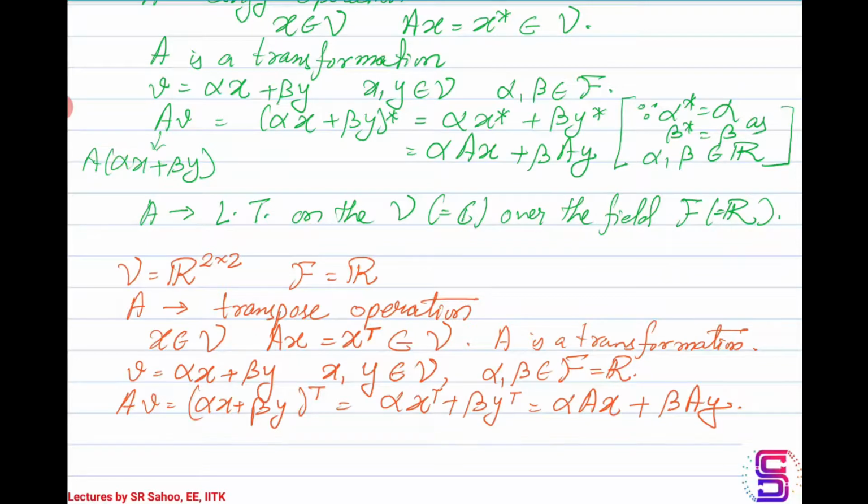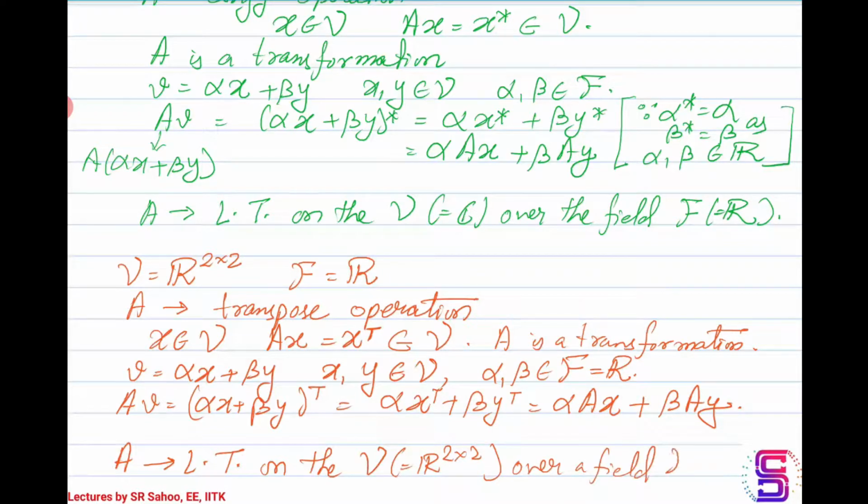So what we started with was a linear combination alpha x plus beta y. A acted on this linear combination, and we found that the result is the same as the linear combination of the transformed vectors. So in this case, A is a linear transform on the vector space V, which is the set of 2 cross 2 real matrices, over a field F, which is the set of real numbers.